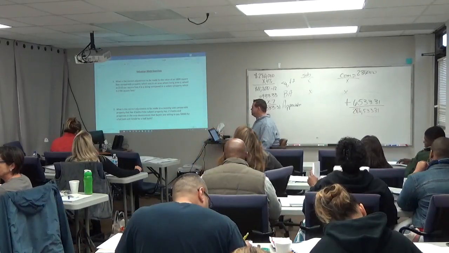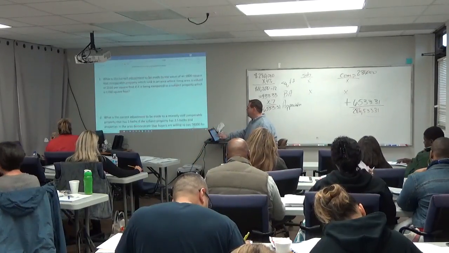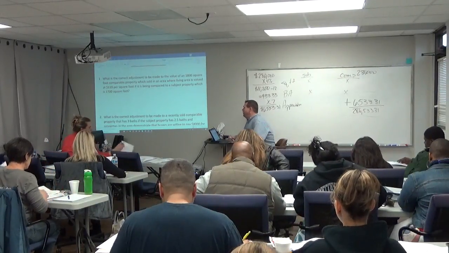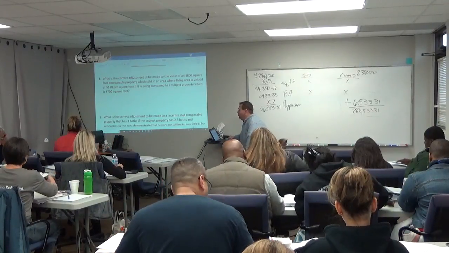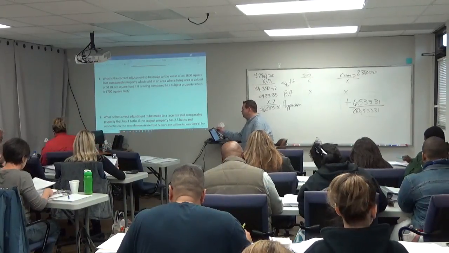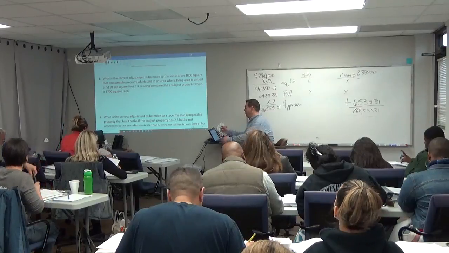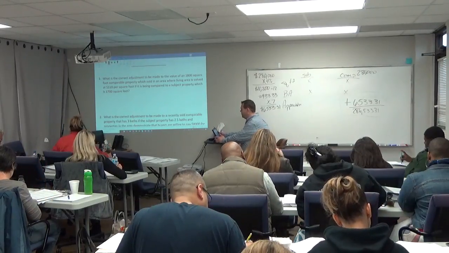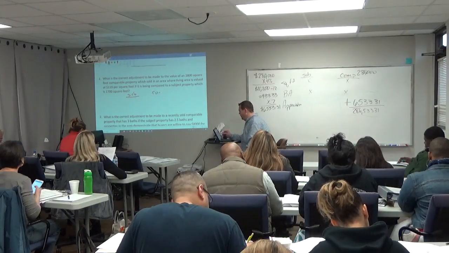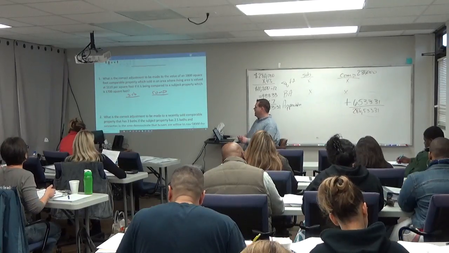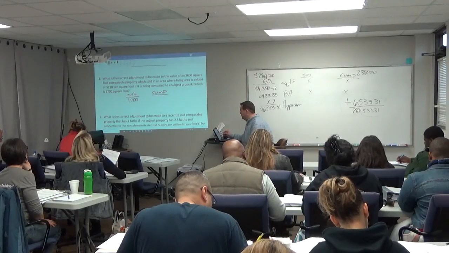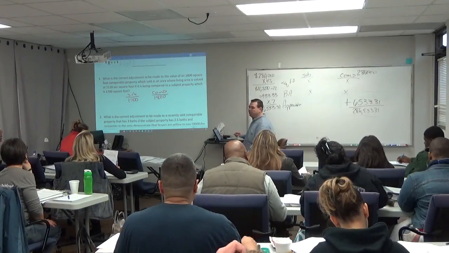All right, so look at number one. What's the correct adjustment to be made to the value of an 1,800 square foot comparable property which sold in an area where living area is valued at $110 per square foot, if it's being compared to a subject property which is 1,700 square feet? So when we look at a question like this, we want to always set up subject and comp, right? The only difference they gave us was square footage, and they told us the subject was 1,700 square feet and the comp was how big? 1,800. So we need to make an adjustment for that, correct?